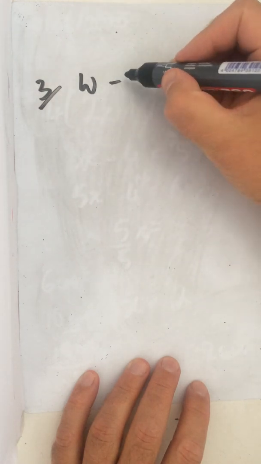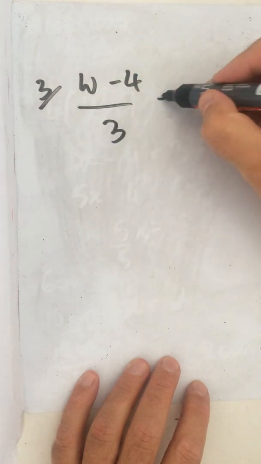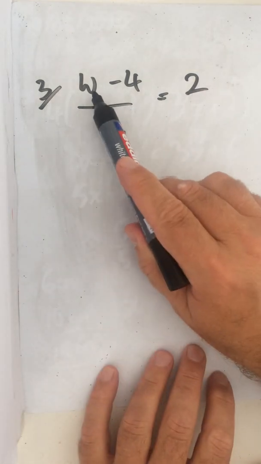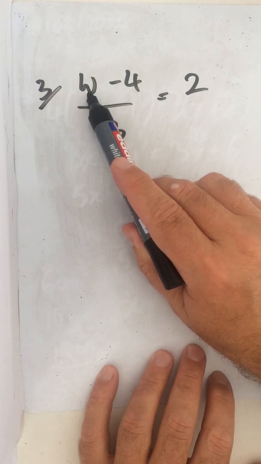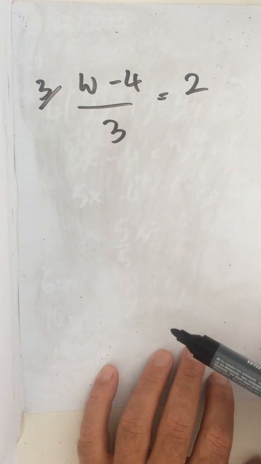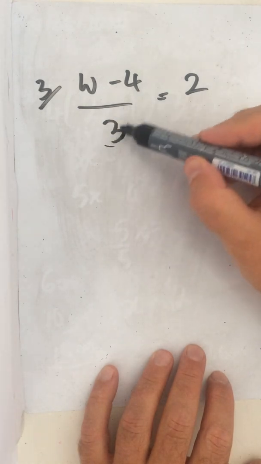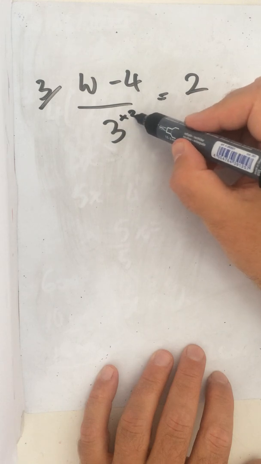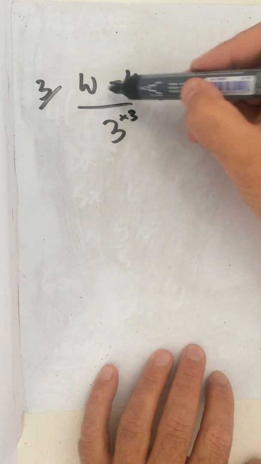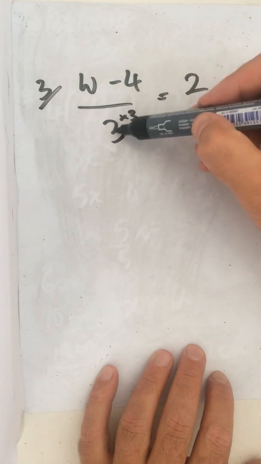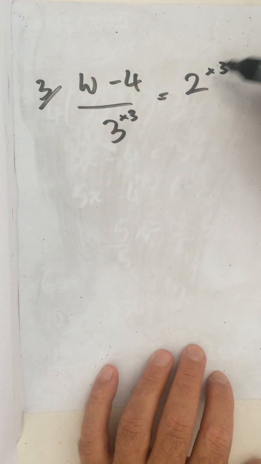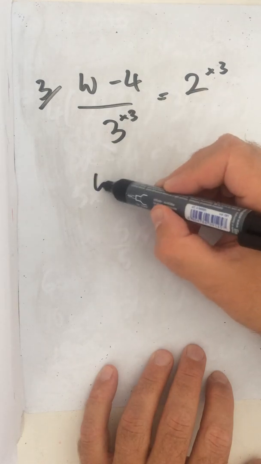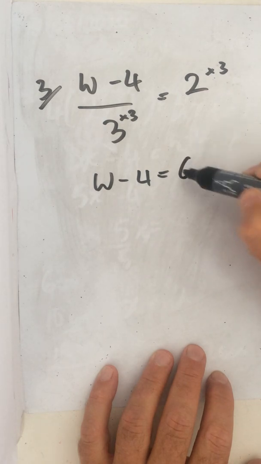So (w minus 4) divided by 3 is equal to 2. Okay, now with this type of question, the first thing I want is to be left with w, that's the value we need to find, on one side of the equation. First thing I want to get rid of is this divided by 3, and in order to do that, I times it by 3. If I times that by 3 and times that by 3, then that leaves me on this side with w minus 4 is equal to 6.